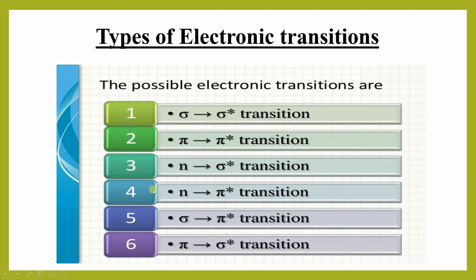Among these, four are very important. They are allowed transitions, and the other two are forbidden transitions, which occur only in theory. So let us discuss them one by one in detail.